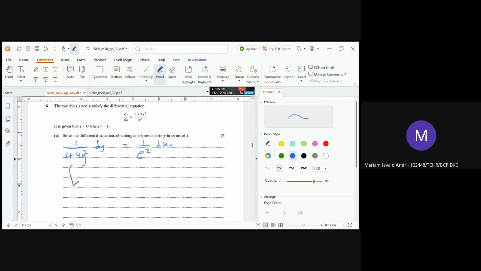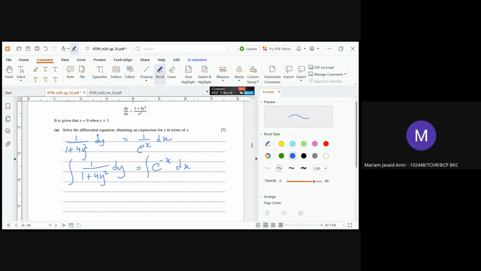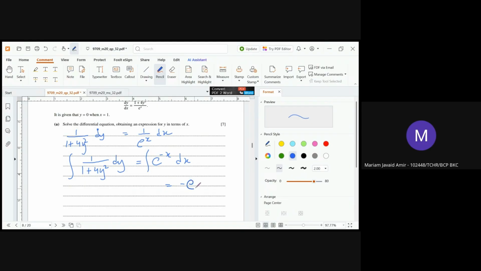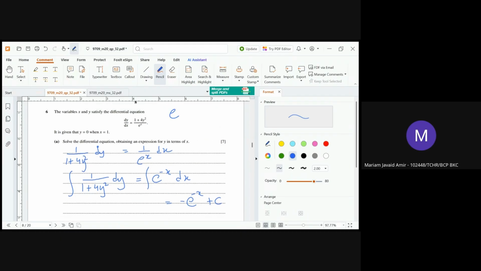So now we need to integrate 1 upon 1 plus 4y squared dy equals e to the minus x dx. The right hand side just becomes negative e to the minus x and then we'll have to add a plus c on one of the sides. I'm adding it towards the right hand side. Why did we get this? Because if you integrate e to the power f(x), it stays e to the power f(x) divided by f prime x. So f prime x in this case would be negative 1. So we get e to the power minus x upon negative 1, which is negative e to the power negative x.